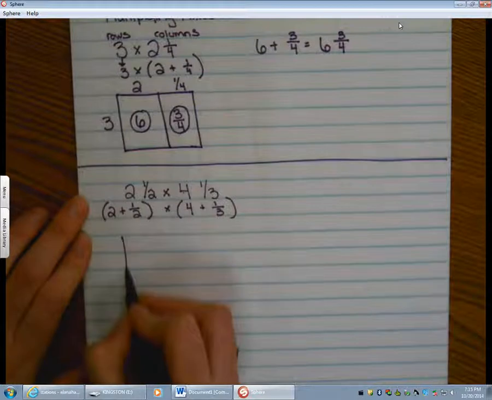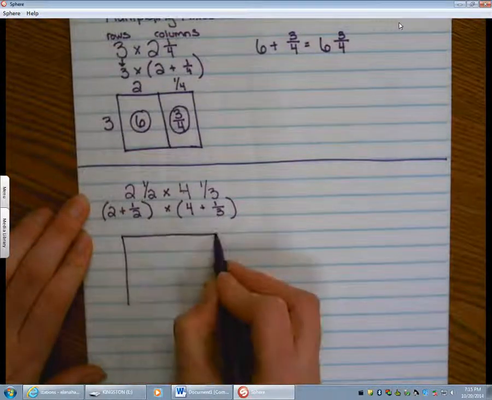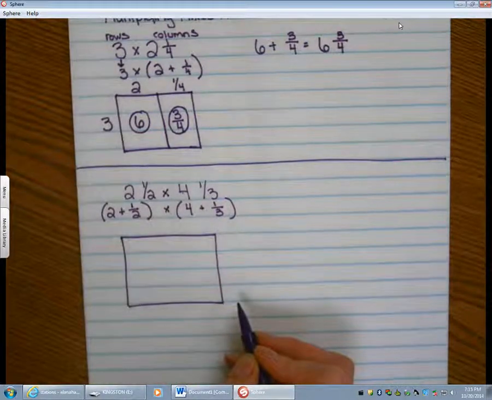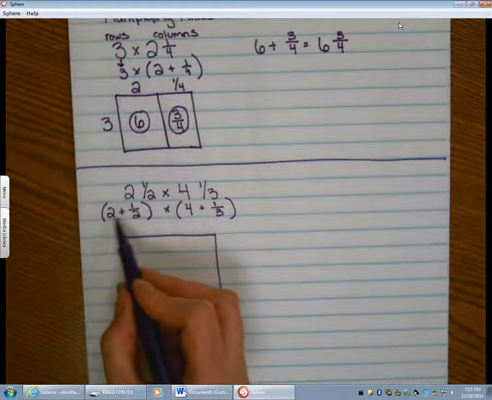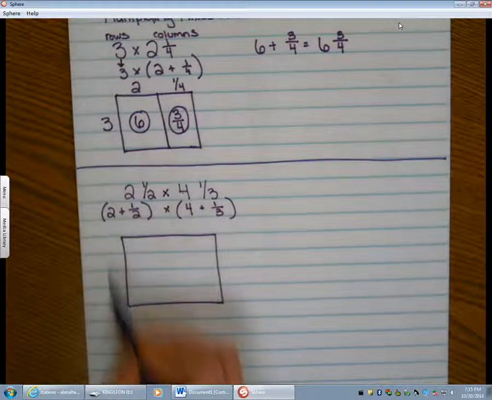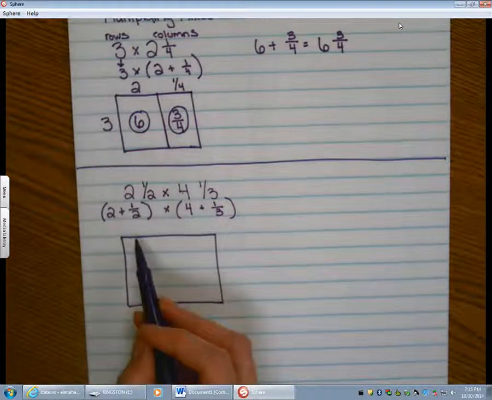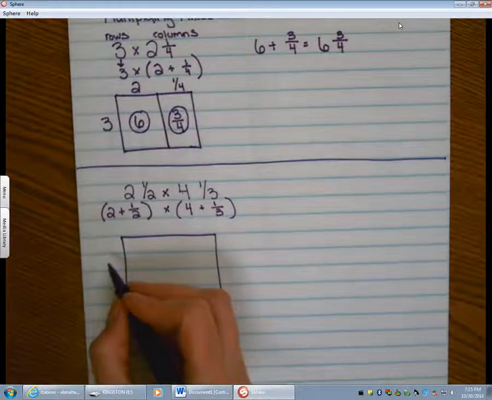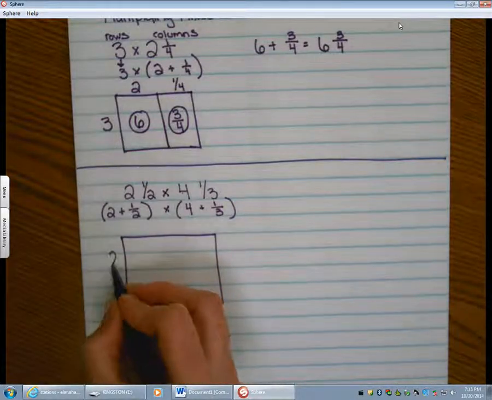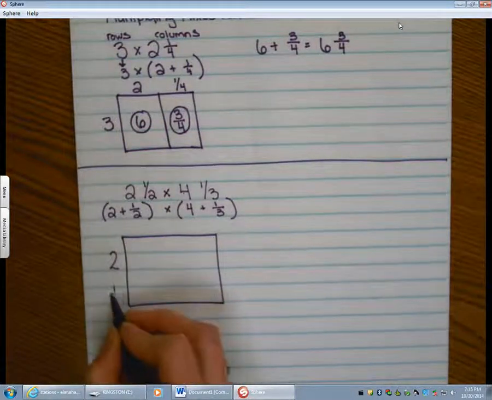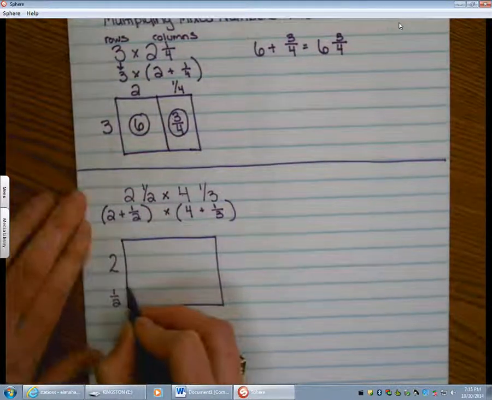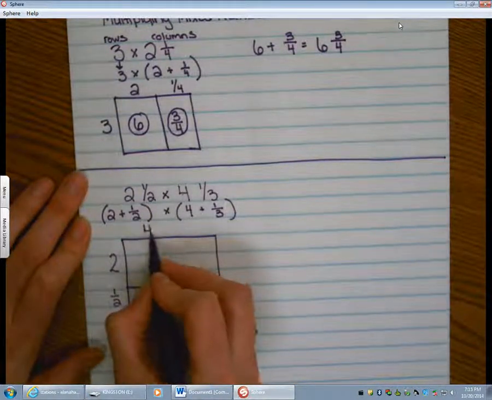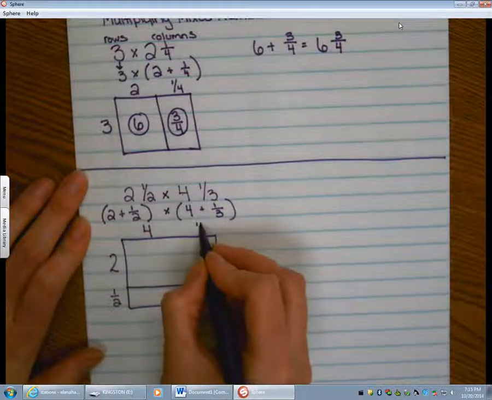I'm once again going to do my area model. I'm just going to draw a square, and I'm going to put my first mixed number as my row size, and my second mixed number as my column for organizational sake to keep things consistent. So I'm going to separate this into 2 wholes and 1/2, and I'm going to separate the top into my 4 wholes and my 1/3.